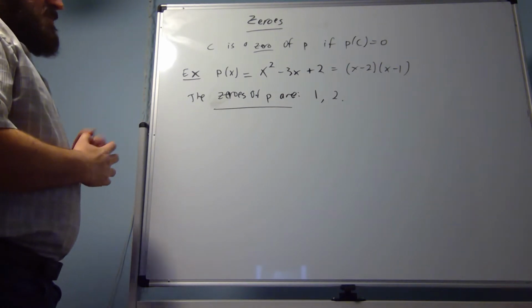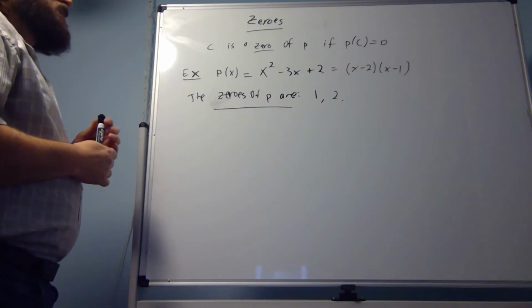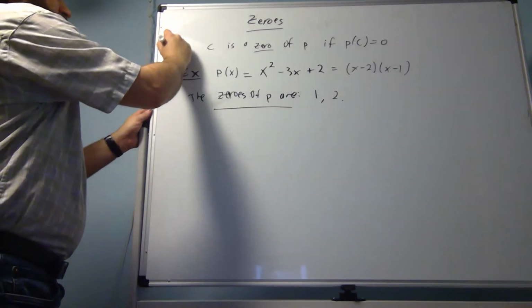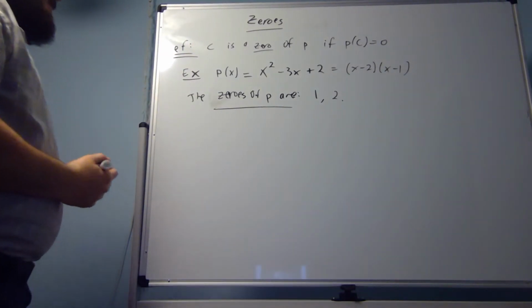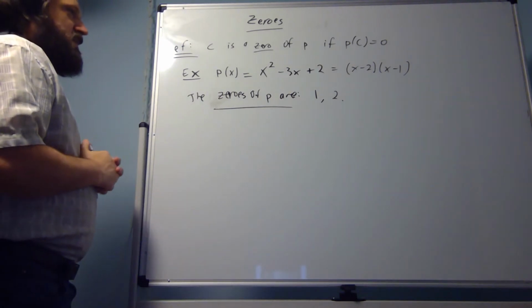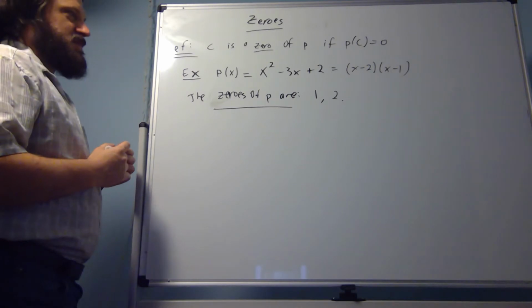Sometimes it helps to factor it, especially in this situation. So the definition here is: c is a zero of a polynomial P if and only if P of c is zero. So what number do you plug in to get zero?